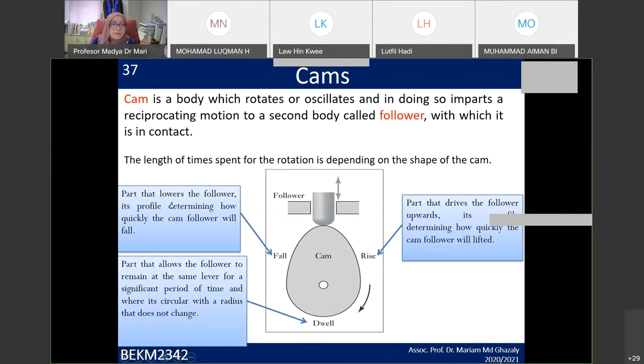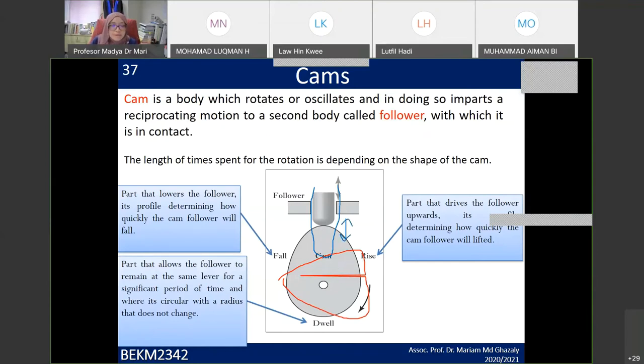The part that lowers the follower, its profile determines how quickly the CAM follower will fall. So imagine that the CAM is rotating in this position. Okay, this is the CAM right now. Imagine that it rotates in this position, and then the follower is going to move down. Sorry, not a good drawing, I'm using the mouse. So the follower moves up and down based on the rotation of the CAM.